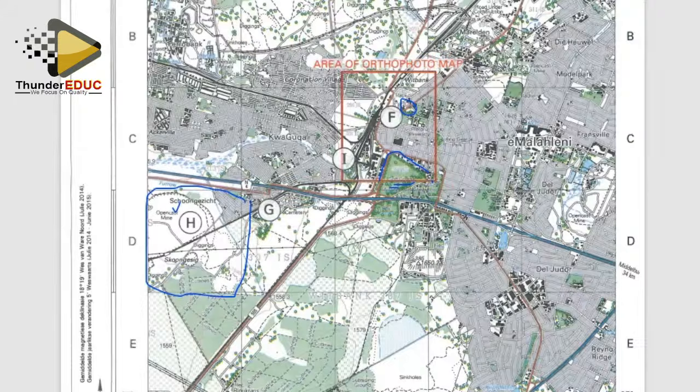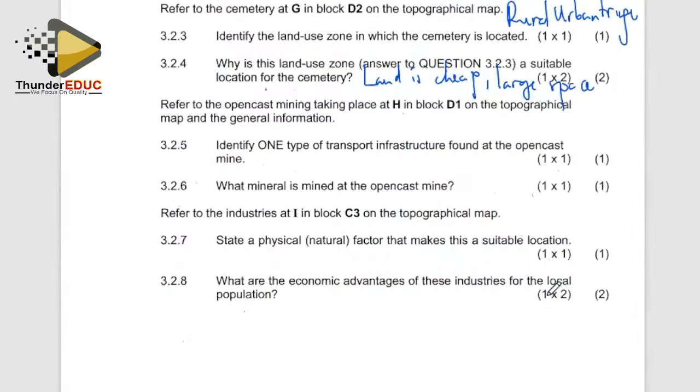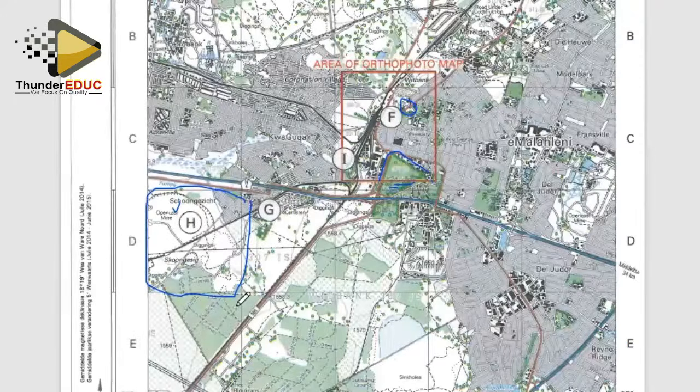Then the question is saying, identify one type of transport infrastructure at the open cast mine. We're just supposed to look and figure out this black line here, which is passing via. What does it mean? This is a railway line. That's the transport infrastructure. There's a railway line.